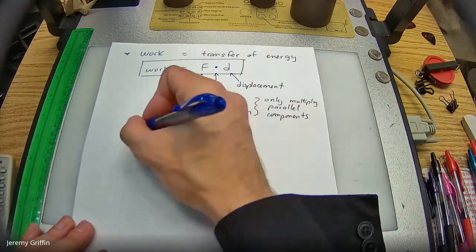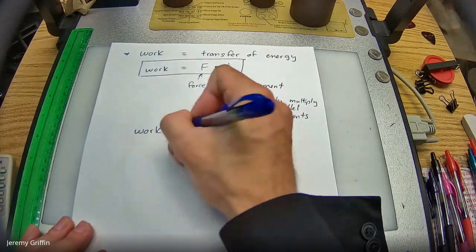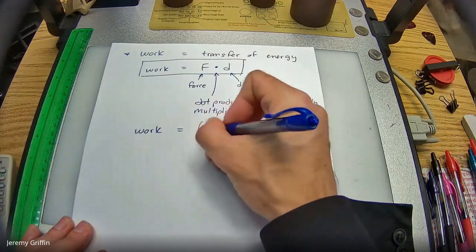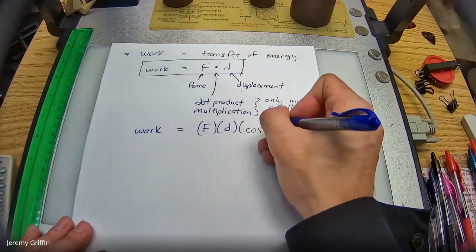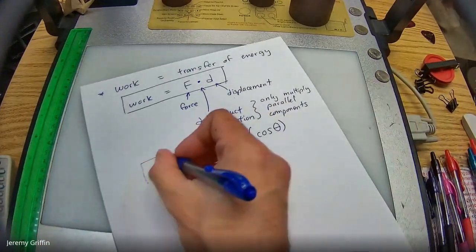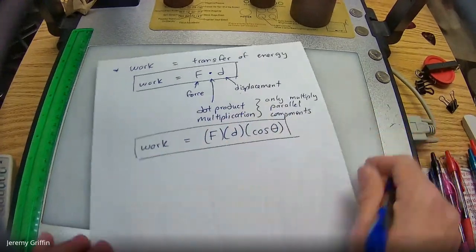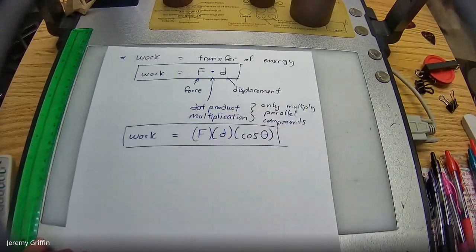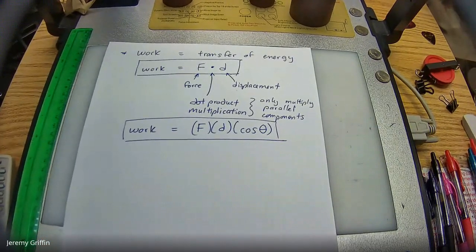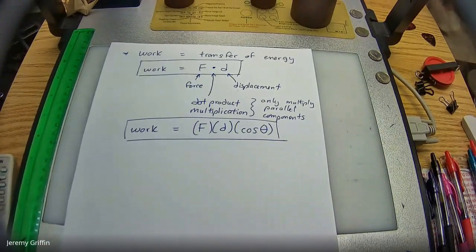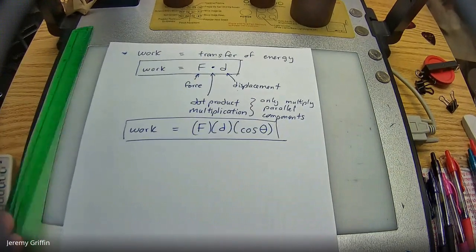And sometimes it's written this way: work is equal to the magnitude of the force times the magnitude of the displacement times the cosine of the angle between them. That's also a way to write dot product, right? The magnitudes multiplied together times the cosine of the angle between them. A cross product, you multiply the perpendicular components between them. So that's important for like opening a door, to turn it. But we're not there yet.